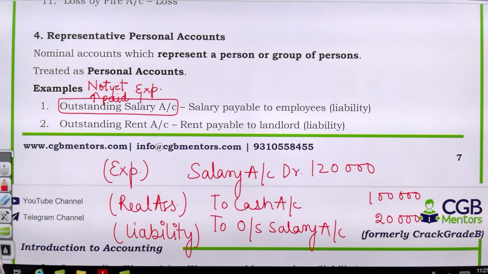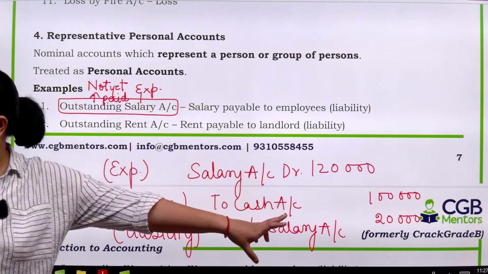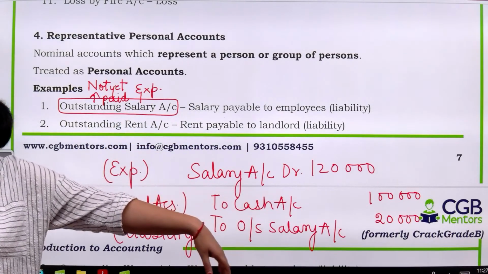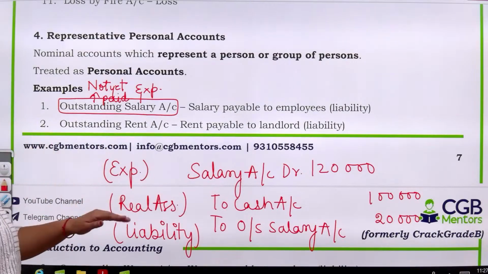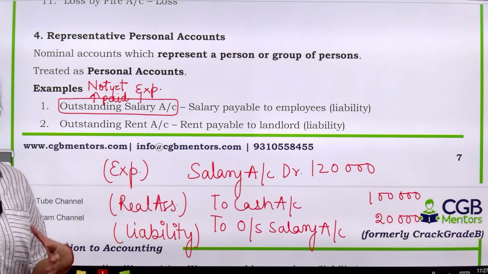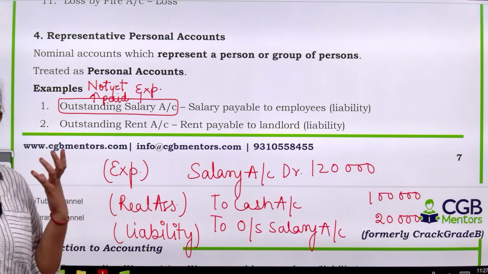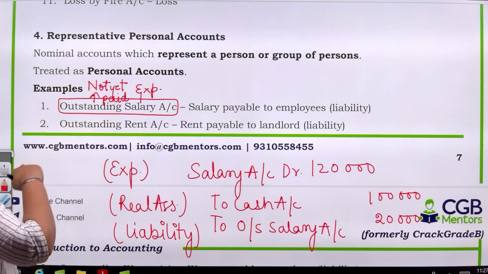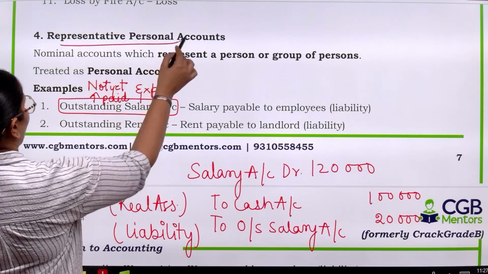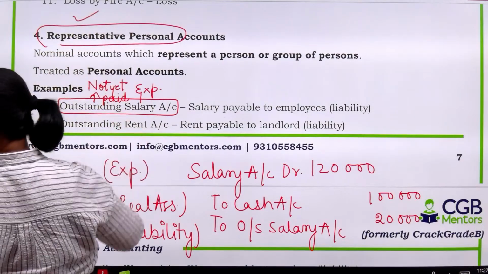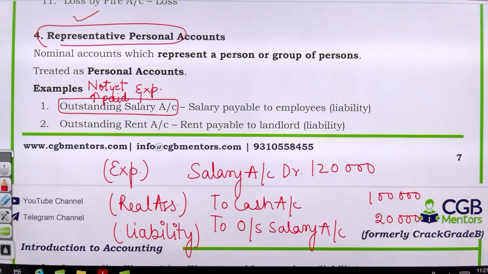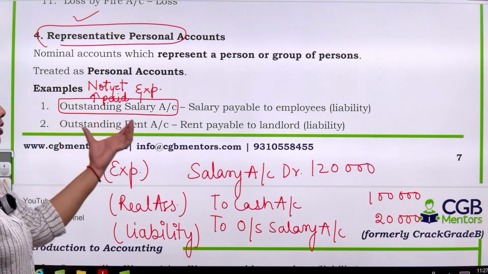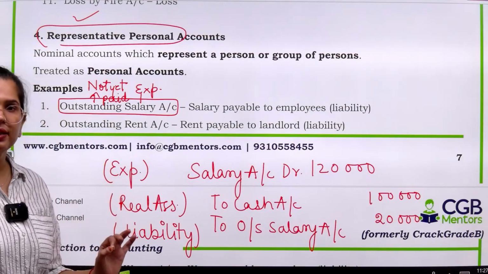So outstanding salary, you see, I have recorded the expense completely. That is the nominal account for me. Real asset reduction is there, fine. Outstanding salary is a liability for me. I have to pay somebody. So what kind of account is it? It is a representative personal account. Similarly, outstanding rent, you have to pay the rent to the landlord.